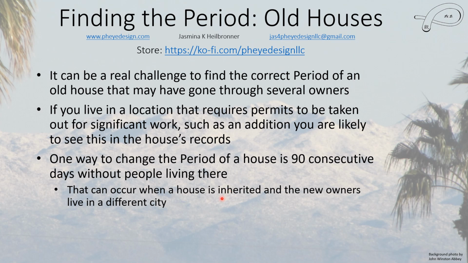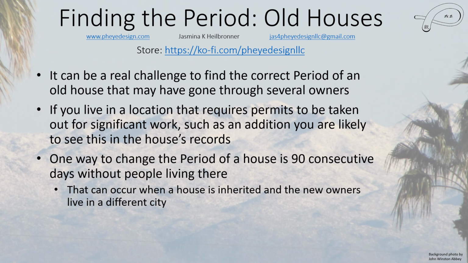Now, this can easily occur when the house is inherited, and the new owners that inherit the house live in a different city, so they're not going to move there. They have to figure out how to sell it. Sometimes it has to go through probate. I mean, it's all kinds of things. This can help you determine whether or not this has happened.